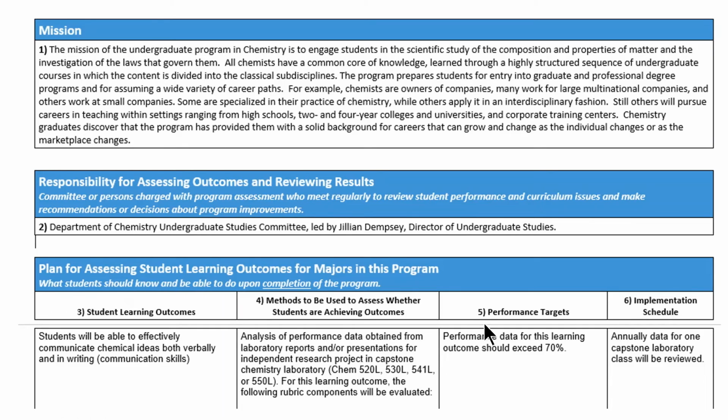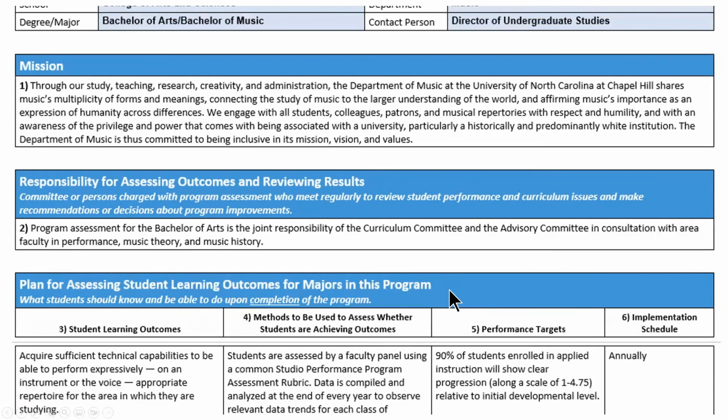Here's a second example that's a bit different. This is music. In this case, they talk about the mission. They talk about who's responsible for it. And then, compared to the other one, they're talking more about having an advisory committee working with this process, and they're highlighting more engagement with faculty in it. They had a student learning outcome. They talk about using a rubric to assess student learning. Their performance target's a bit different because they're talking about showing progression over time in the program. And again, in this example, they're doing this assessment annually.